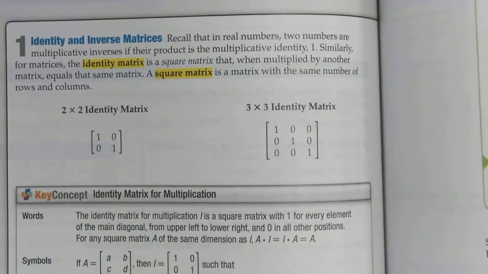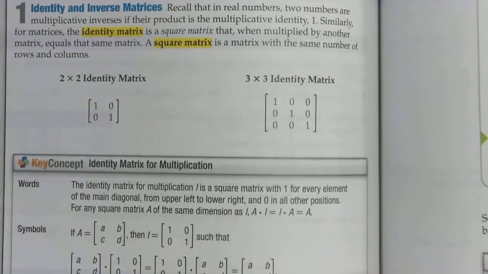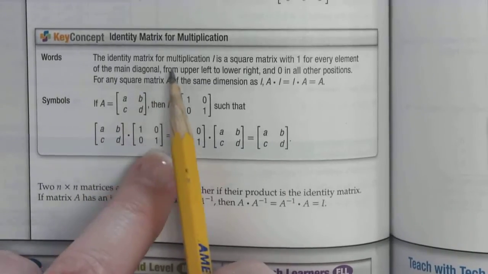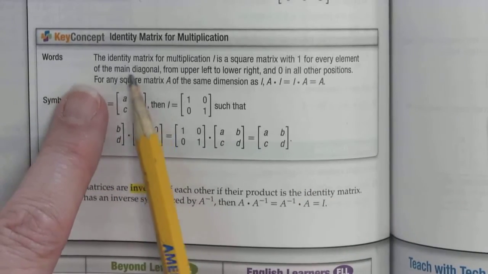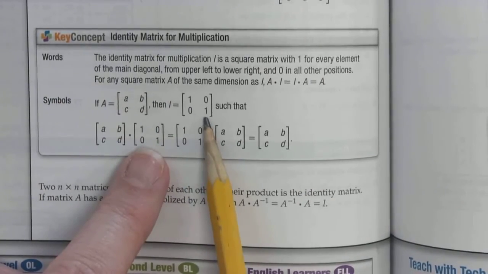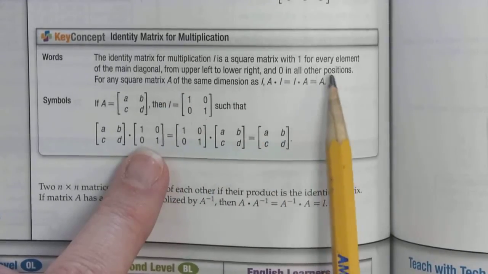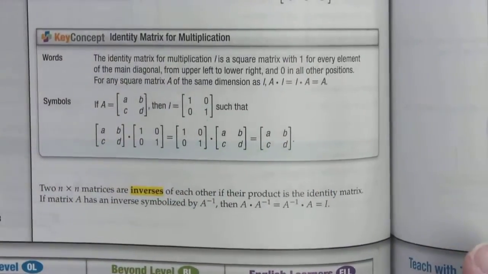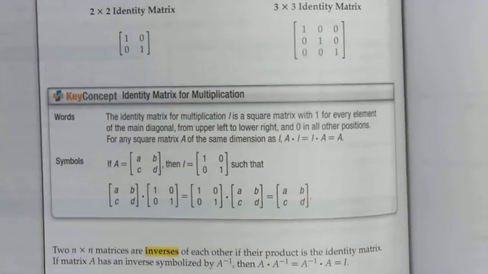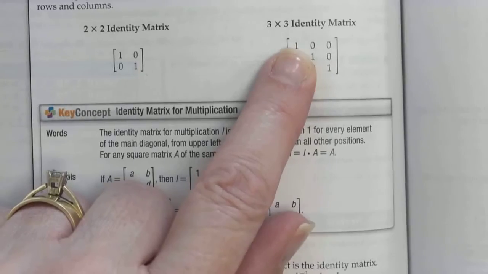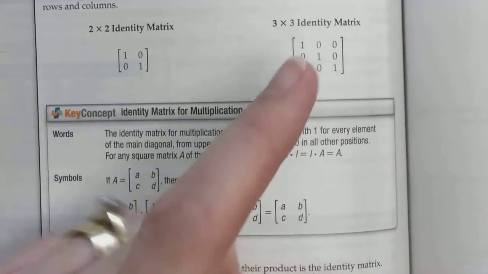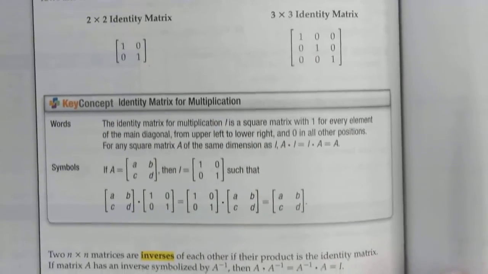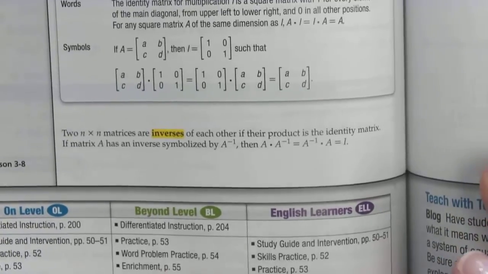There's a nice little pattern on here. This key concept is telling us the identity matrix for multiplying, I, is a square matrix with 1 for every element of the main diagonal. That means from upper left to lower right, and 0 in all the other positions. Notice in the 3 by 3 identity matrix, it's 1s from upper left to lower right, and then zeros everywhere else. The same thing would hold true if we had a 4 by 4. We're not going to get that complicated here, but you could, because it could be a square matrix.